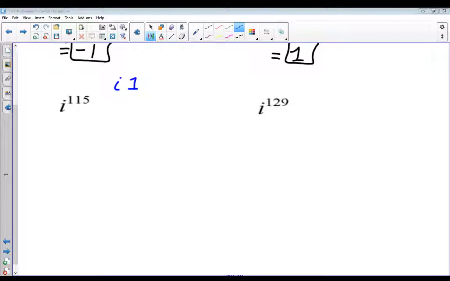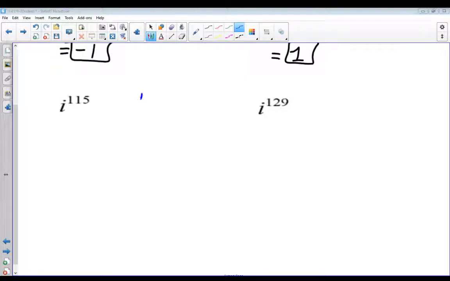Well, if you really want to do the i1 procedure and count 1, 2, 3, 4, 5, 6, 7, 8, all the way to 115, you can certainly go ahead. That is totally up to you. If you don't have the patience for that, I would recommend trying to use the multiple of 4 technique.